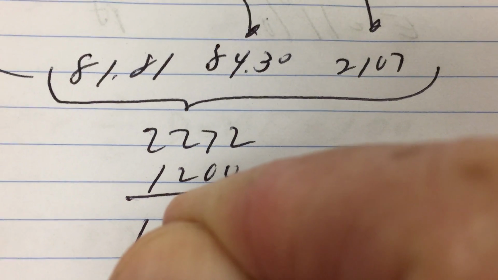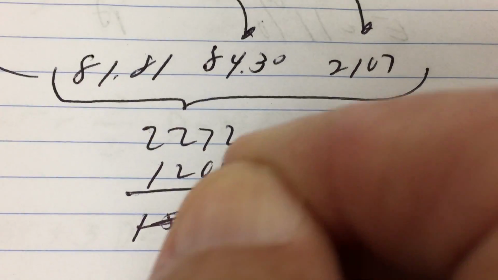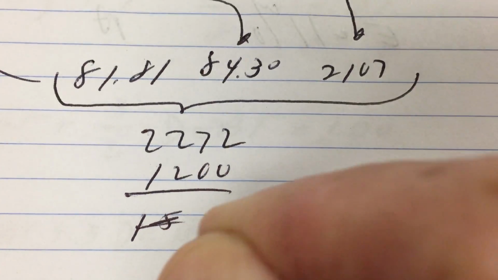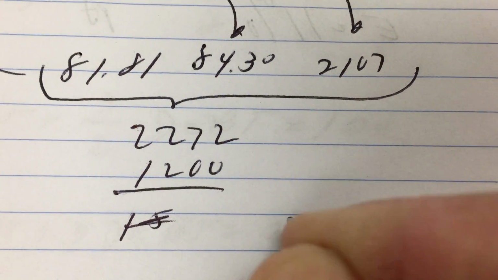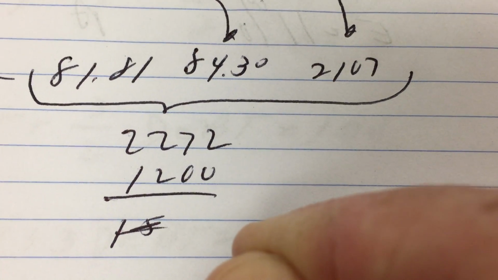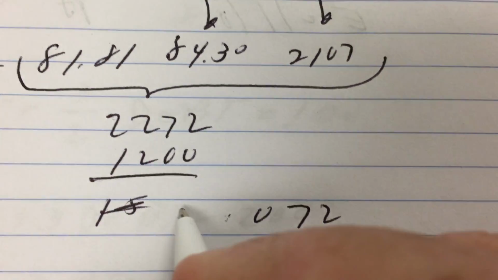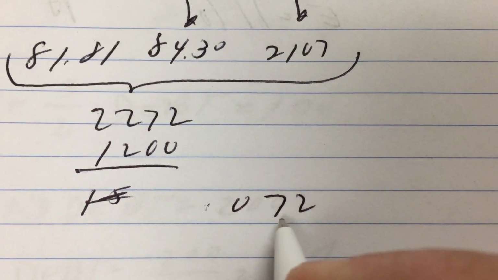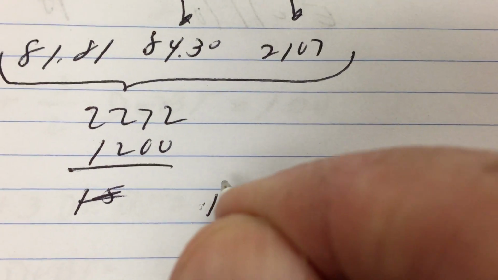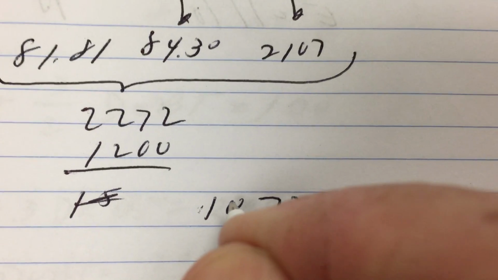Let me see here. That was 2272. So 2272 minus $1,000,002 is 1072. Then the company's value.